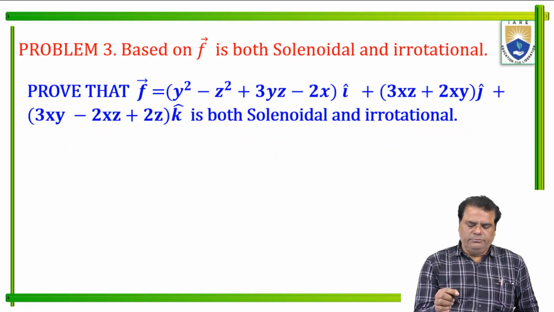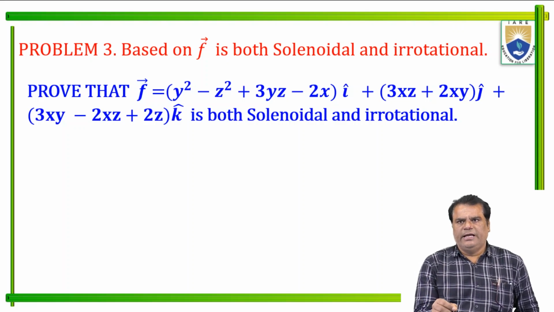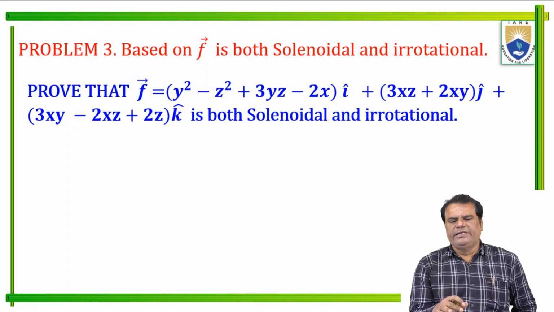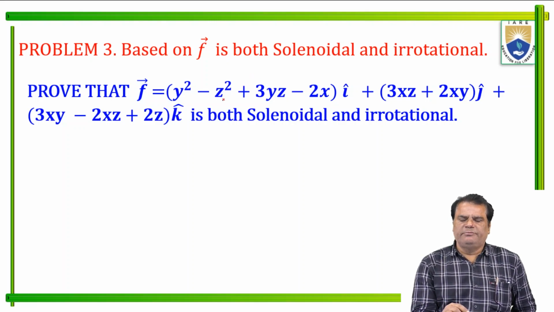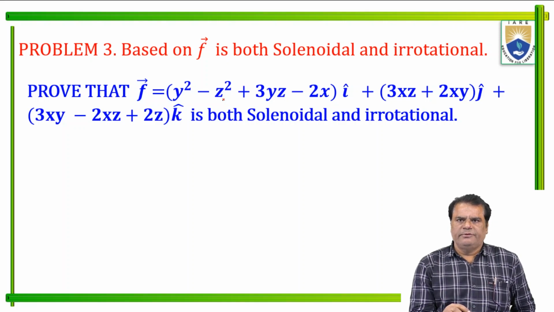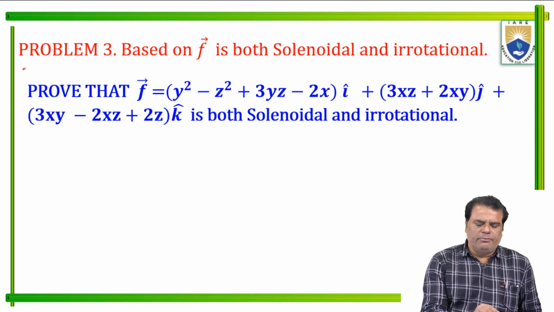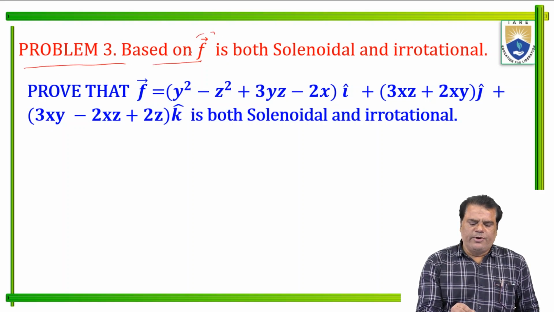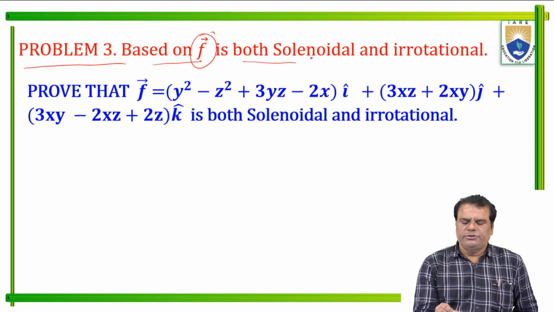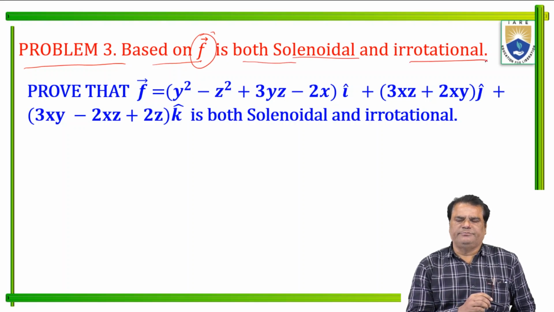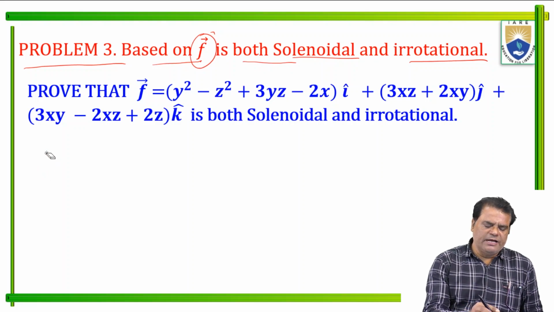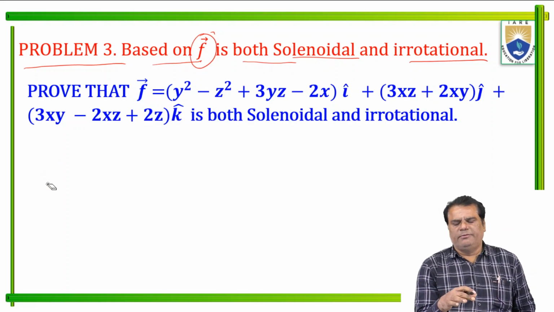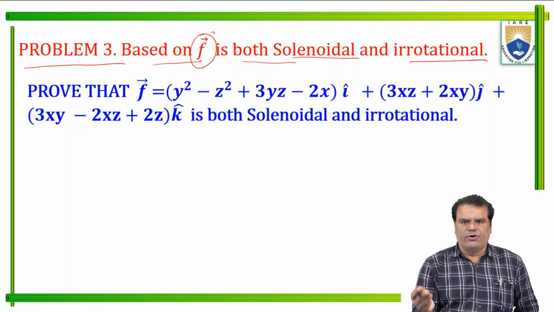Now I want to give some discussion about this problem. We have already solved this type of problem, so I am not solving it at this time, but I am giving only some results. Problem 3: a vector point function f is both solenoidal and irrotational. Number 1 is the definition of solenoidal. I solved one problem in the last lecture on solenoidal and irrotational.